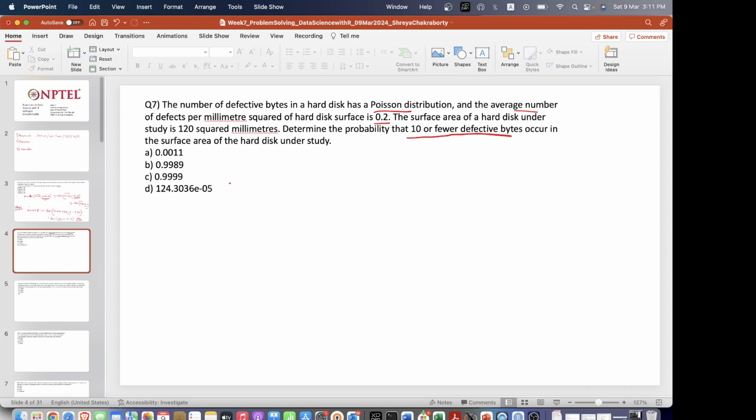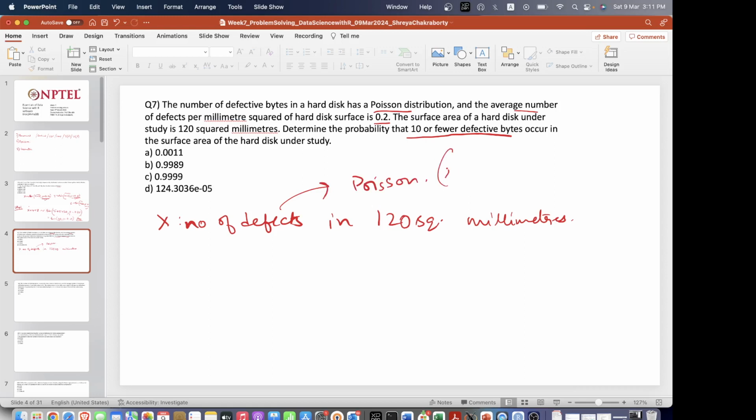Now how should you write X? Let X be the number of defects in your area under study, that is 120 square millimeters. Any kind of defect usually is modeled as a Poisson distribution, because defects are rare events. Here it is already mentioned that it has a Poisson distribution, so we need not worry.